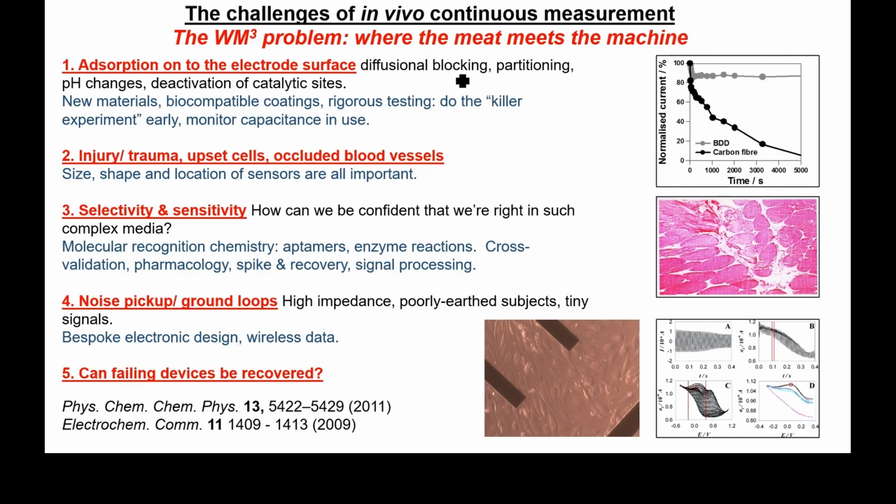It blocks diffusion to your electrode. You can get partitioning because the chemical properties of our interfaces change. This partitioning, because the proteins that are adsorbing have fixed charges on them, so we can get Donnan equilibrium, which is going to cause hydrogen ion concentration changes locally on the interface, which are not representative. And finally, this adsorption can deactivate catalytic sites.